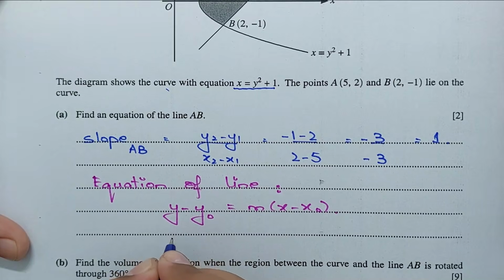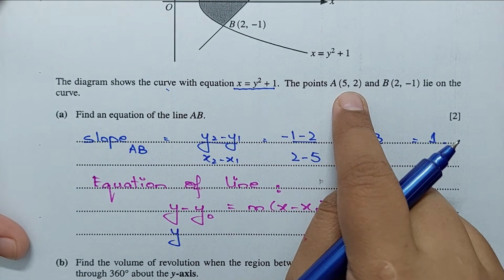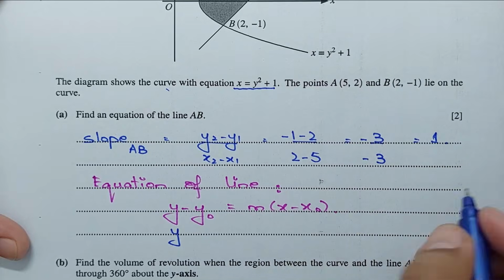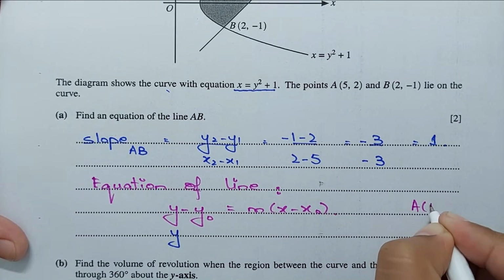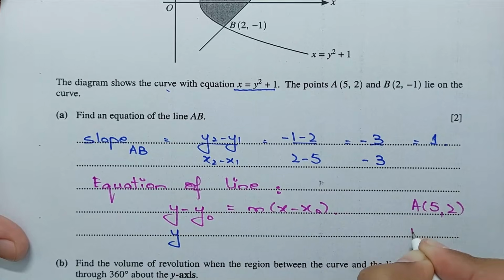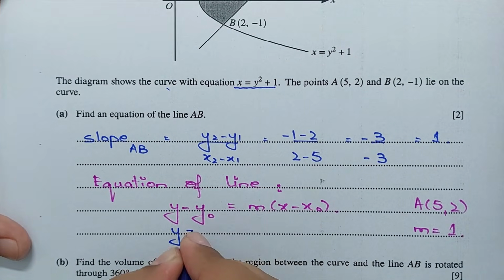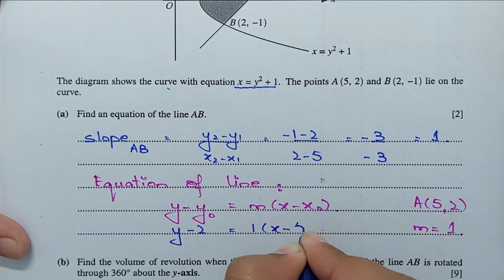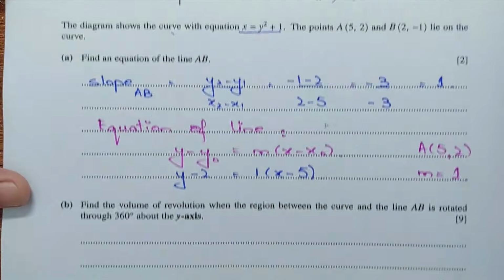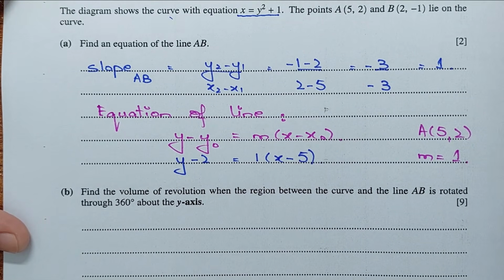So we can say y, if you pick the A value, this is also fine. So for the point x naught, this is your m. A is your x naught and y naught, 5 and 2, and your m value is 1. Okay. y minus 2, the m value is 1, into x minus 5. So y minus 2 equals x minus 5. That is the equation of the line AB.